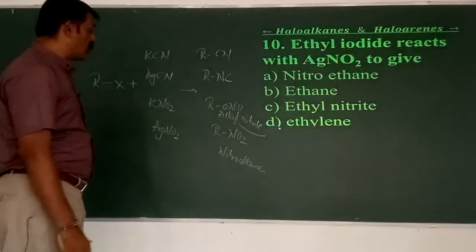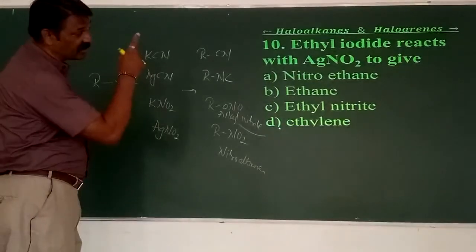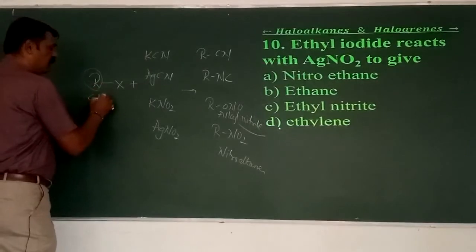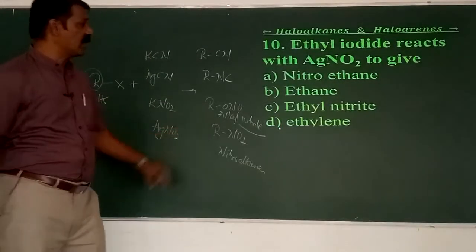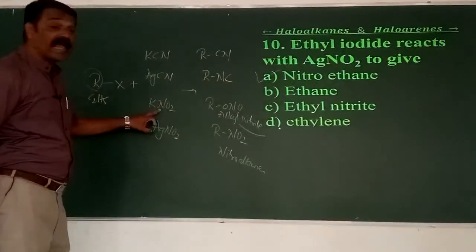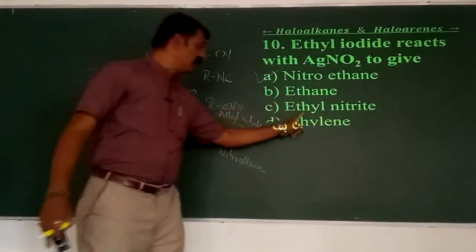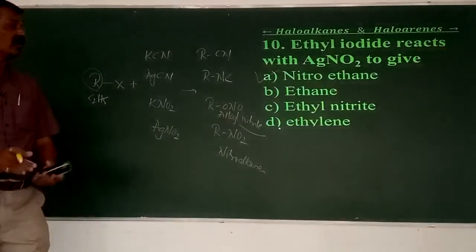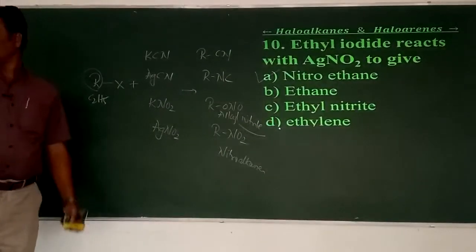Okay. So here the product is a nitroalkane as it is taking the ethyl. R is equal to C2H5. Here also it is C2H5. Means it is called as a nitro, which one? Okay. Suppose if I use KNO2, potassium nitrite, I am getting the ethyl nitrite. But here it is AgNO2 means it is called as a nitroethane. Okay. So that is about the 10th here.